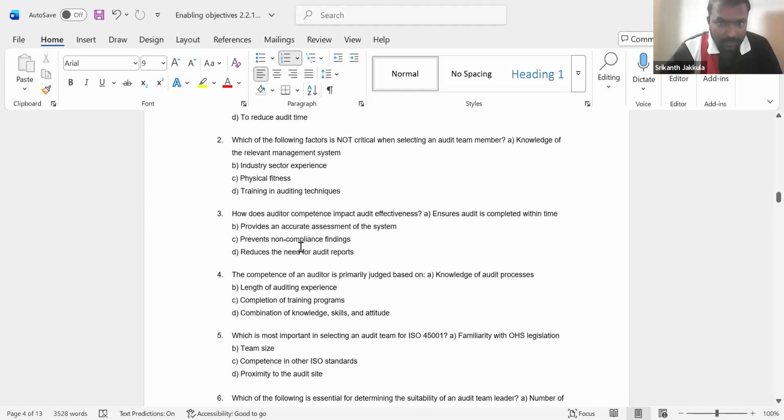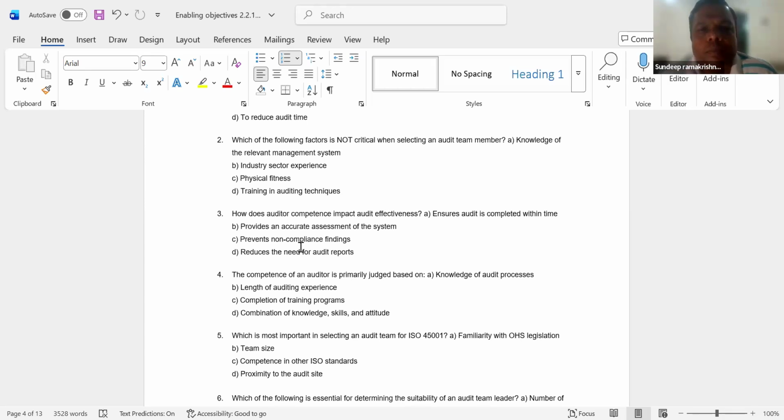How does auditor competence impact audit effectiveness? Ensure audit is completed within time. Provides accurate assessment of the system. Prevents non-compliance and reduces the need for audit reports. B, sir. It's B. Provides an accurate assessment of the system. Okay, good, right.